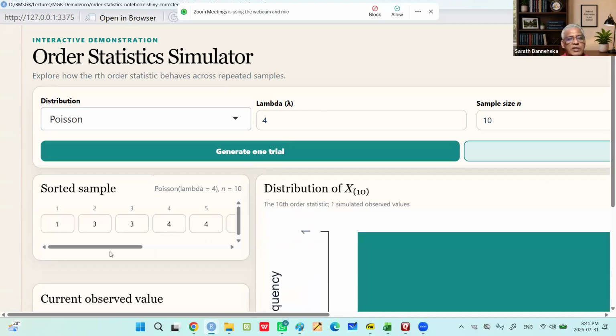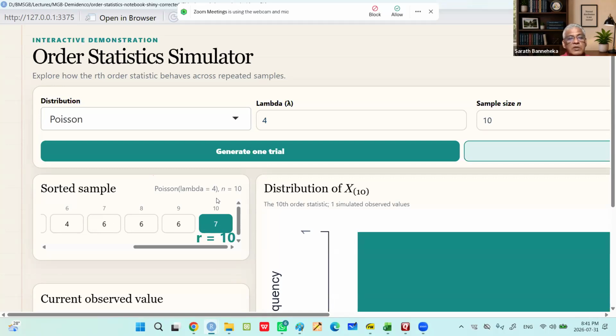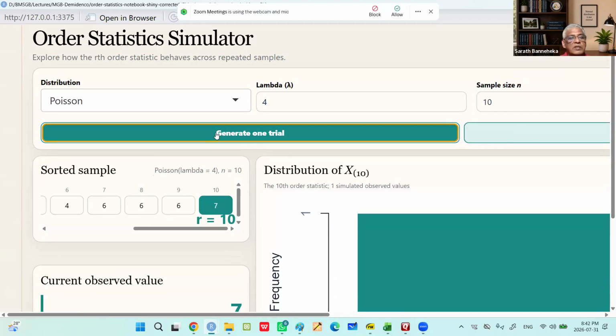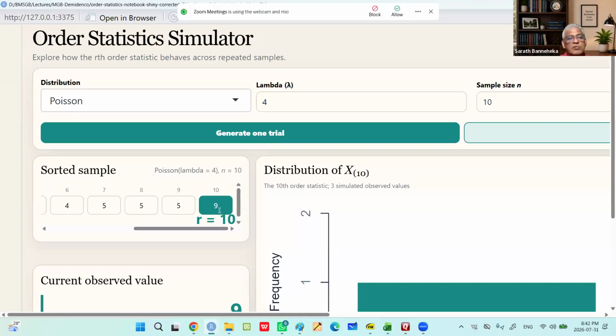I have now 10 values coming from a Poisson 4 distribution, but I am interested in the last one, the large one, the maximum one, 7. 7 is the value. So that is r equal to 10. If I say rth order statistic, now I am using r equal to 10. Let's do this again. Let's take another sample. Now my maximum value is 9. Let's take another sample. Now my maximum value is again 9. Let's take another sample. My maximum value is 6 now.